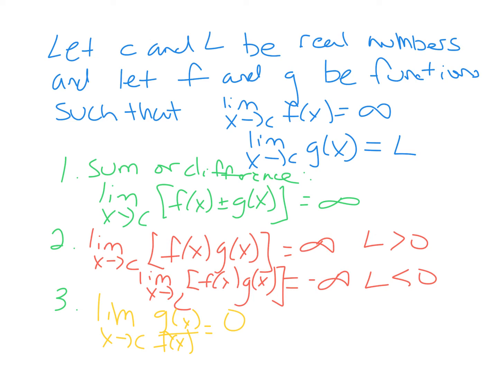3. If g of x over f of x, we're finding the limit as x approaches c of, it will be 0. Why? Because your denominator will be going to infinity. If your denominator is going to infinity, it's going to be 0. Okay? Similar to your horizontal asymptotes that we talked about in previous sections. If the denominator is going to infinity, it's getting bigger and bigger and bigger, it'll go to 0, making your fraction smaller and smaller and approaching 0.